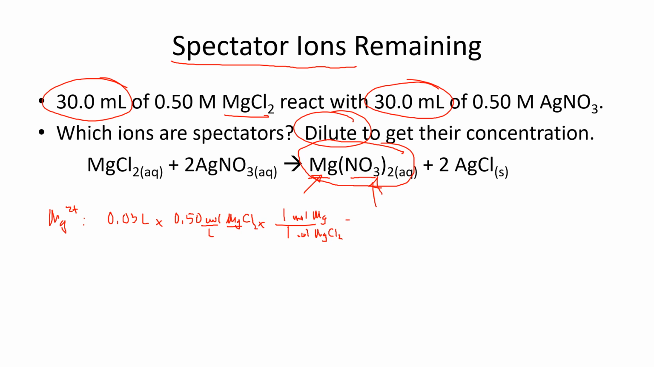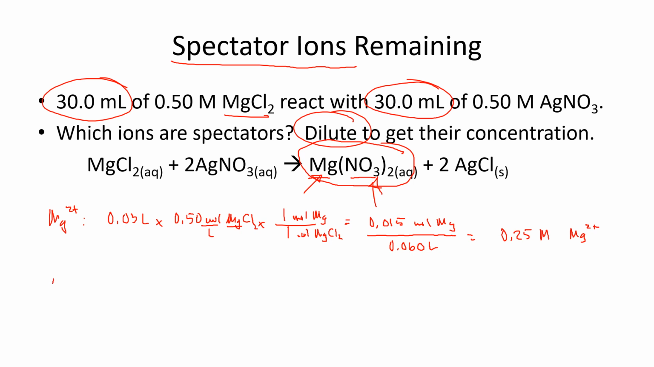And that'll be the moles. So we can work that out. So 0.03 times 0.5 is, there it is, 0.015 moles of magnesium. And then if you want the concentration, just divide by the total volume, which is 60 milliliters, which is 0.06 liters. So divide by 0.06 equals 0.25 moles per liter for magnesium.